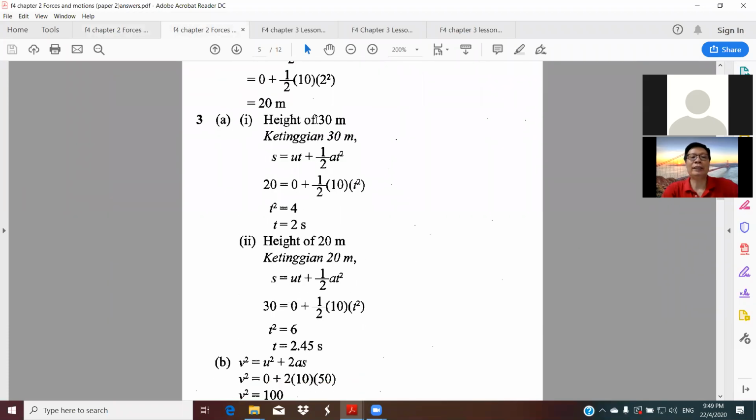When it reaches a height of 30, same formula. S is 20. Why is S 20? Because when it reaches a height of 30, it has dropped by 20 meters. It starts from 50, so dropping 20 meters means it's at 30 meters. u is 0. Acceleration due to gravity is 10. Find the time. So it's 2.